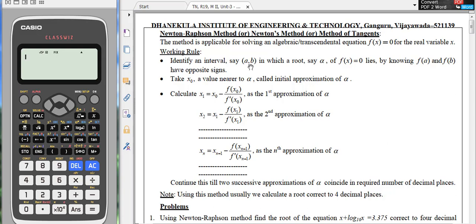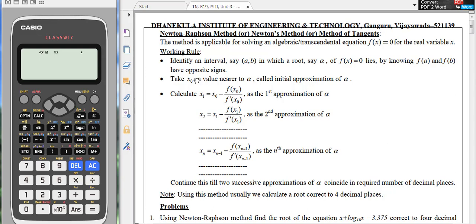Whenever we know that the actual root alpha lies nearer to the left end of the interval, we select x naught as a value nearer to the left end of the interval. And whenever we know that alpha is a value nearer to the right end of the interval, we select x naught as a value nearer to the right end of the interval. Most of the time we select the midpoint of the interval in which a root lies as the initial approximation, as the midpoint is equidistant from both the ends of the interval.